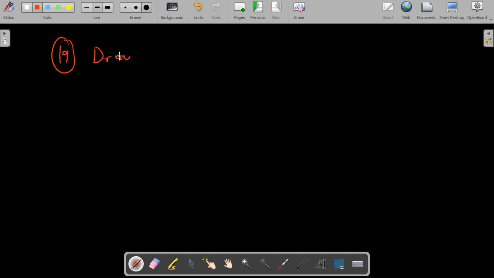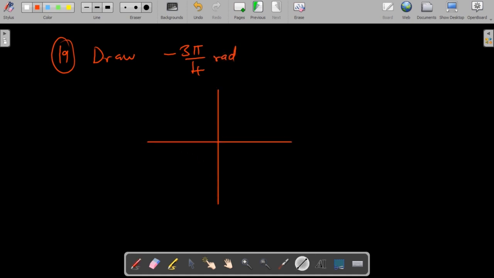We're asked to draw the angle minus 3 pi over 4 radians in its standard position. If you remember from the unit circle, we count in the anti-clockwise direction. That is where we have positive angles, which means if we want a negative angle, we're going to go in the clockwise direction instead.